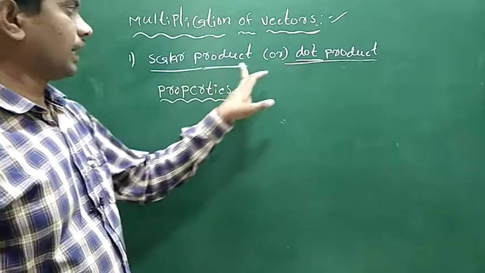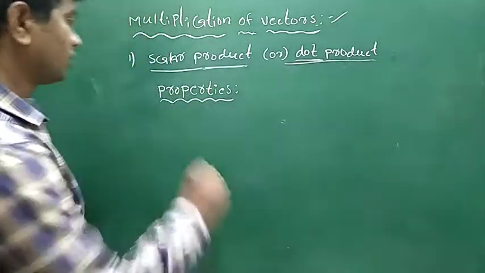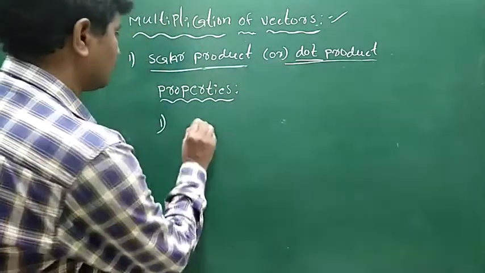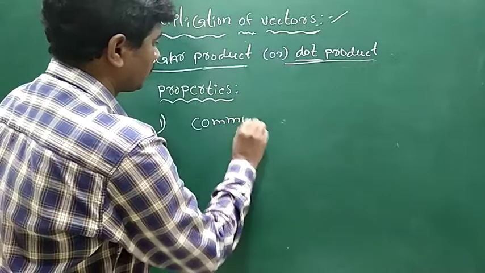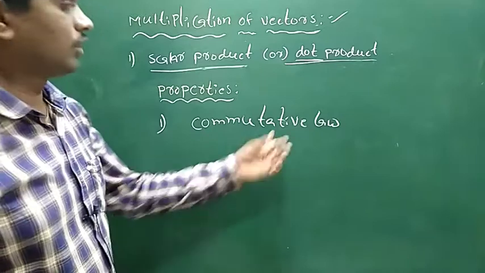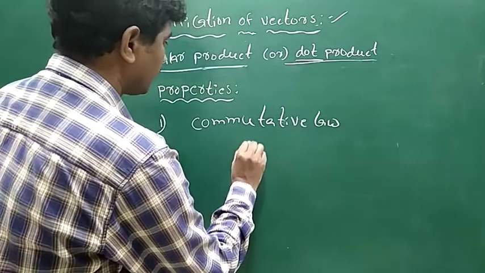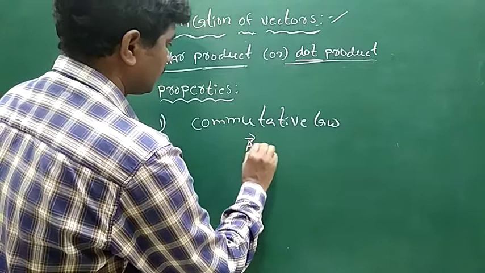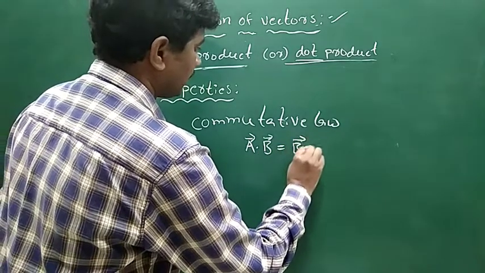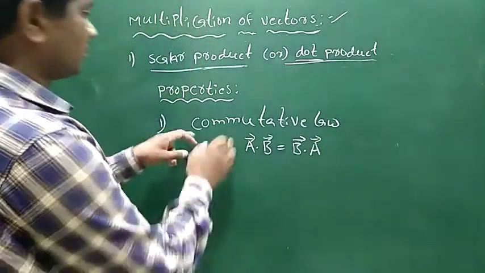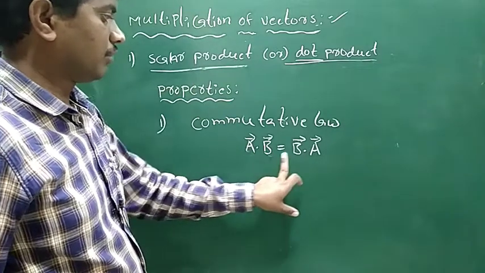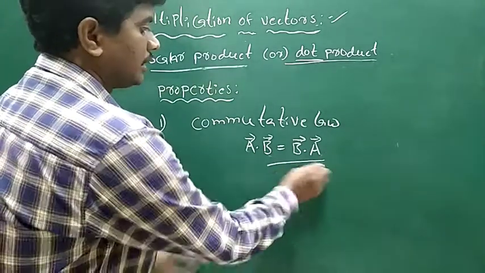The properties of scalar product or dot product. The first one is that the scalar product obeys the commutative law. For two vectors A bar and B bar, A bar dot B bar equals B bar dot A bar. The scalar product obeys the commutative law: A bar dot B bar is equal to B bar dot A bar.